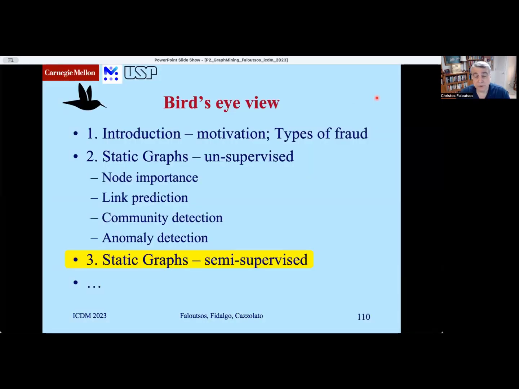Welcome back. We'll continue with the third section of this presentation. We'll talk about static graphs and the semi-supervised case.